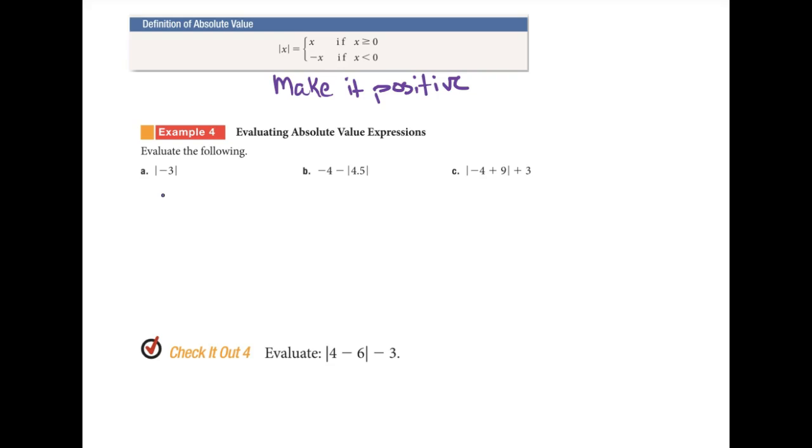So the first one is just going to be the absolute value of -3, which is 3. The next one is -4 minus, and you want to just do this and then work it out. So the absolute value of 4.5 is 4.5, so you want to get rid of those bars. -4 minus 4.5 is -8.5. All right, next we've got -4 plus 9 in the absolute value, so you want to work that out first. -4 plus 9 is 5, and we take the absolute value of that plus 3. The absolute value of 5 is 5, plus 3 is just 8. You try Check It Out number 4, down below.